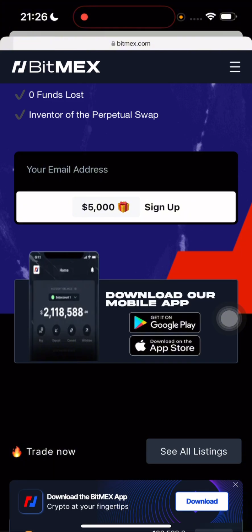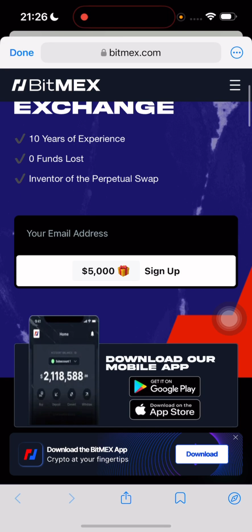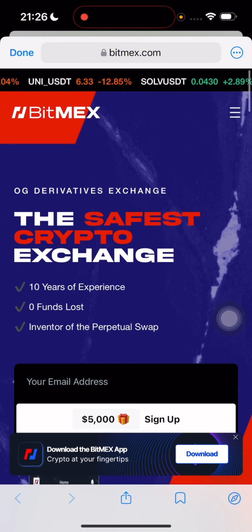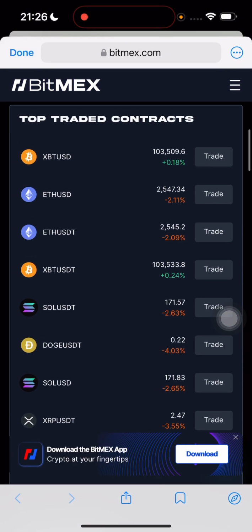Now there is a bonus of 5,000 USD there, but there are rules on how to partake in it. So when you sign up, you deposit, you can trade both futures and spots. As you can see here, you can see Solana, all of these spot coins, you can trade them, right?